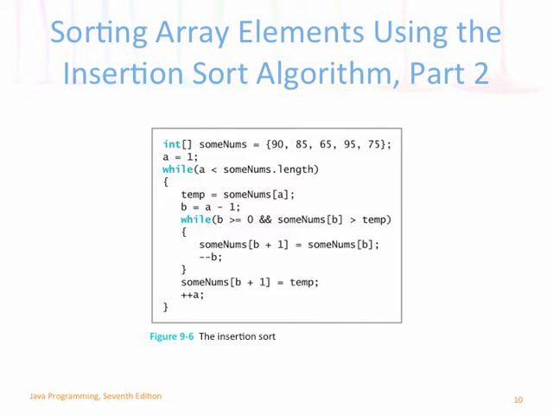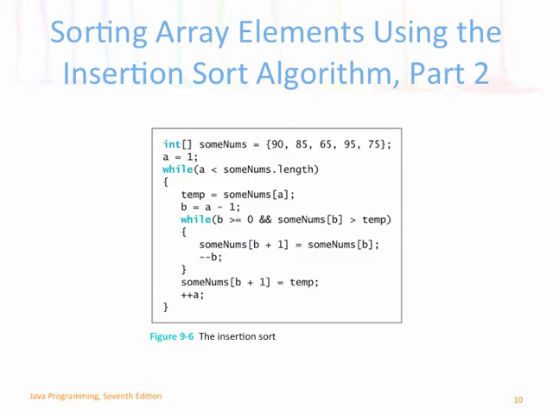Here's an example. Let's assume we have an array, a list of numbers, called sumnums. It's got 90, 85, 65, 95, 75. a equals 1, while a is less than sumnums.length. temp equals sumnums sub a. So temp is going to be equal to 85. And we're going to set b equal to a minus 1. So b is going to start at 0 this first time through the list. While b is greater than or equal to 0, and it is because we're starting at 0, and sumnums sub b is greater than temp. So sumnums sub b is 90. Is that greater than temp? Temp is 85. It is.